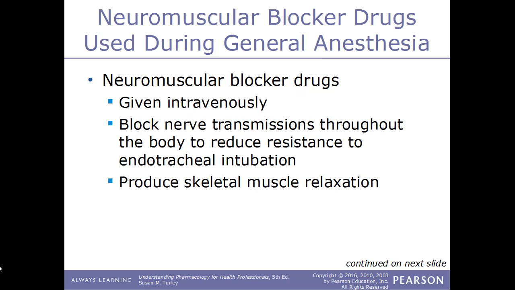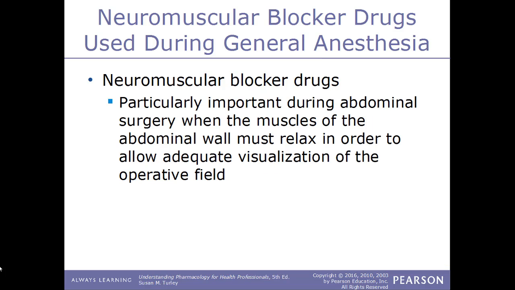Alright, now we'll move into neuromuscular blocker drugs that are used during general anesthesia. These are given intravenously, and these act by blocking nerve transmissions throughout the body to reduce resistance to endotracheal intubations. And by doing so, we'll end up producing a relaxation of skeletal muscles. This is particularly important during abdominal surgery, when the muscles of the abdominal wall must relax in order to allow adequate visualization of the operative field.